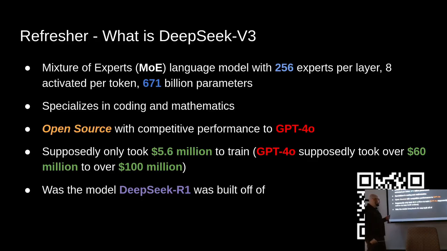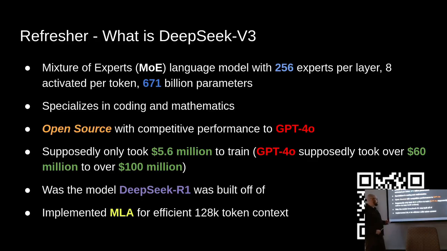All right. Oh, and they implemented something called MLA for efficient 128K token context. 128K token context means you can have up to 128,000 tokens in the context at once, including the output tokens. So how do they manage to train and create a super efficient model with such huge context, especially when they're hardware constrained? Let's cover that bit first before we dive into the more complicated training stuff.